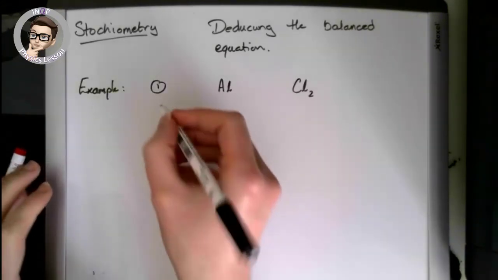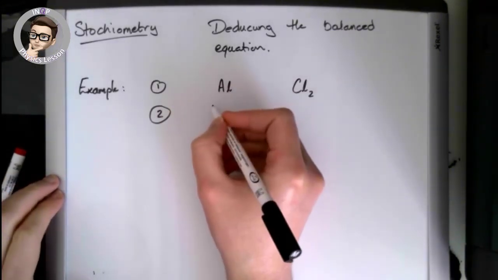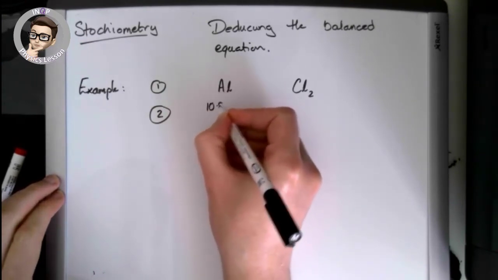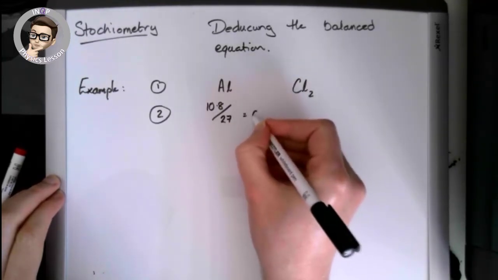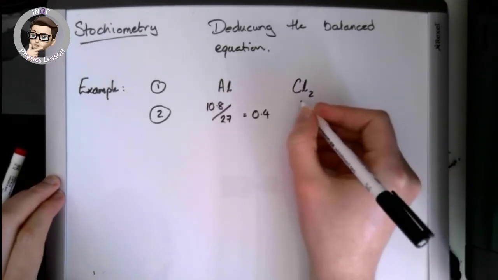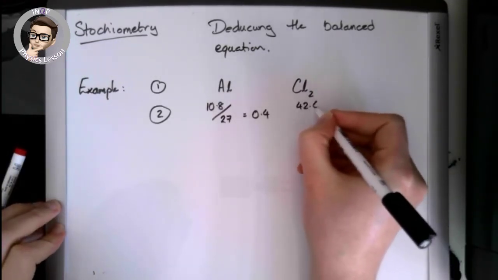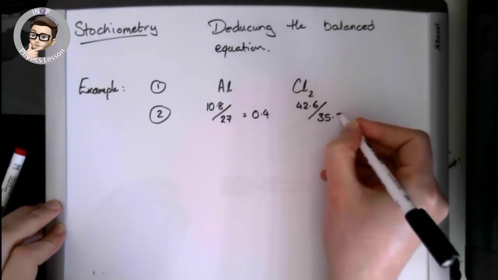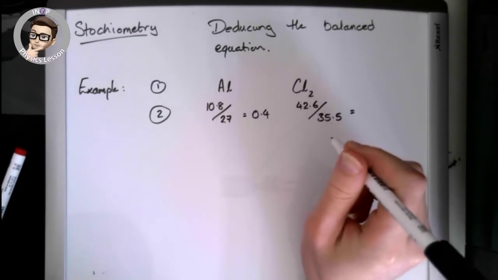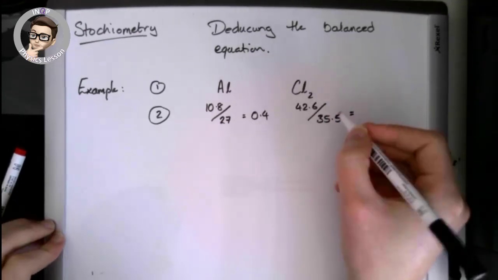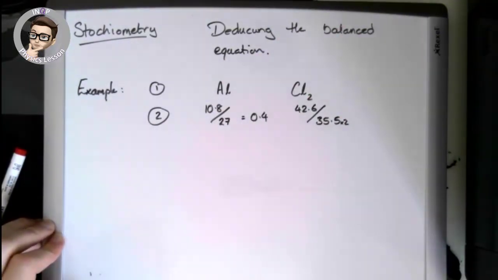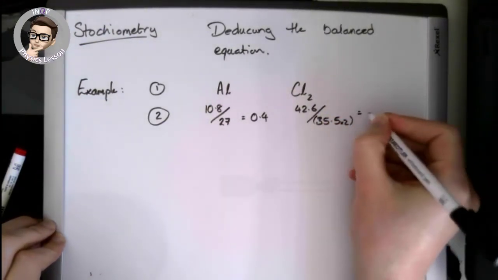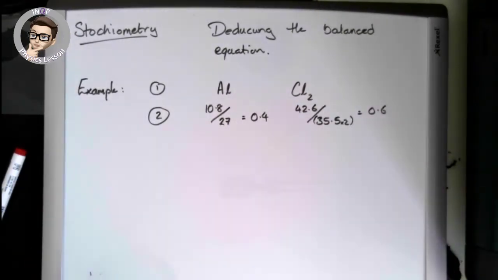Second step is to work out the number of moles. I know my aluminium, I've got 10.8 grams, and my relative atomic mass of aluminium is going to be 27. So I have 0.4 moles of aluminium. And for my chlorine, I've got 42.6 grams, and I know my relative atomic mass is going to be 35.5. But it's Cl2, so I've got 35.5 multiplied by 2. Shouldn't have been so quick to put my equals in there. So it's going to be two lots of 35.5, put brackets around that, which is going to give me an answer of 0.6 moles of Cl2.